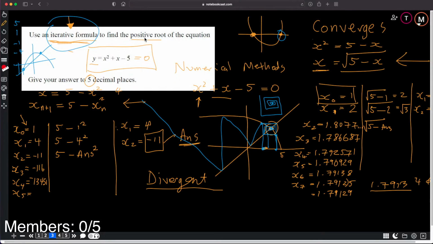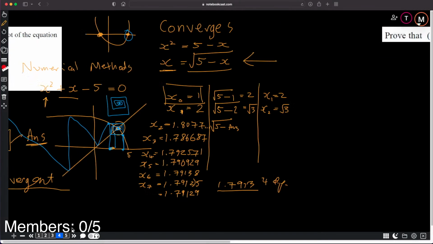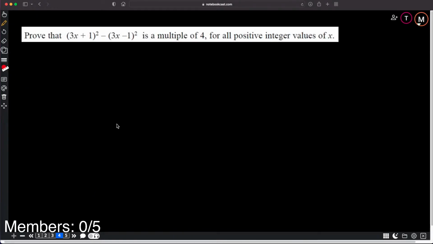How would you find the negative root? Maybe that's an exercise for the viewers. I assume they've put it there because you can only find the positive root using that methodology anyway.